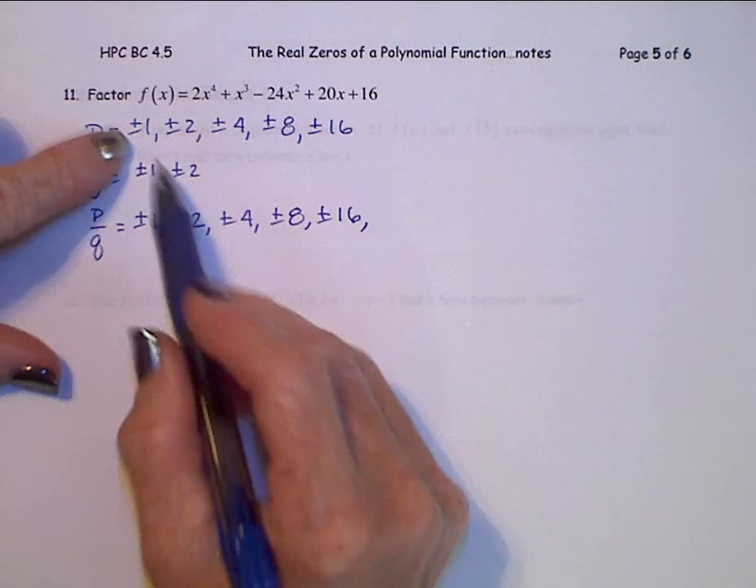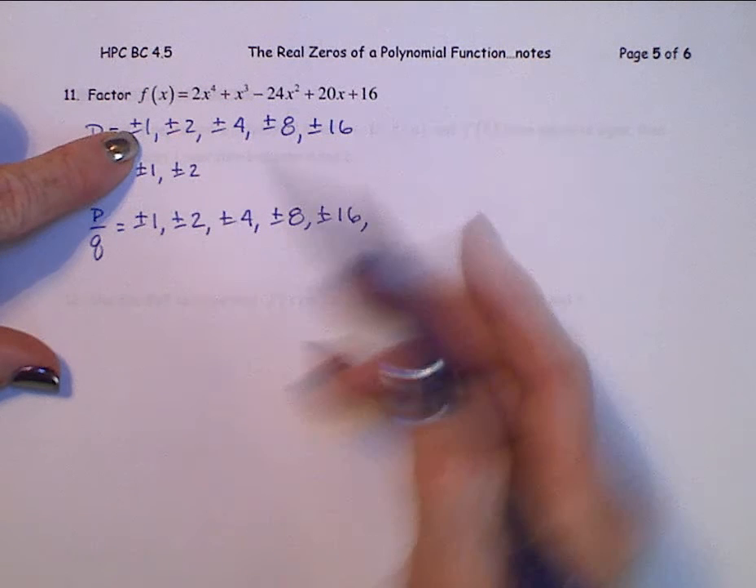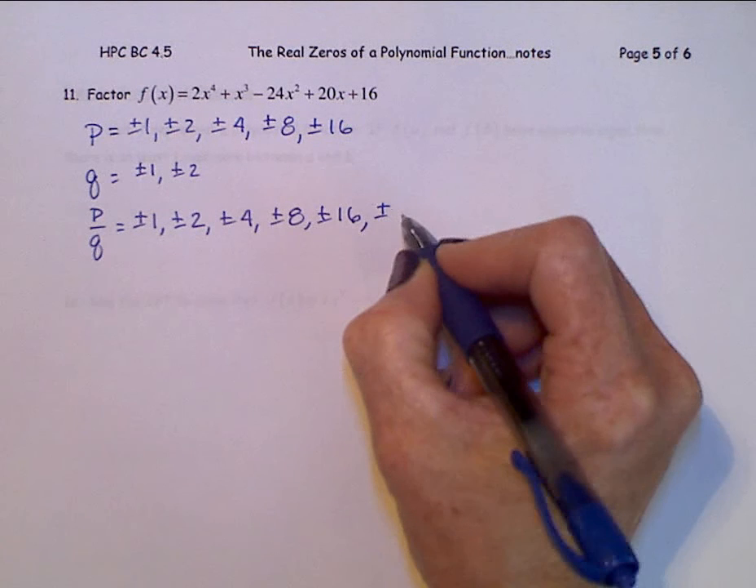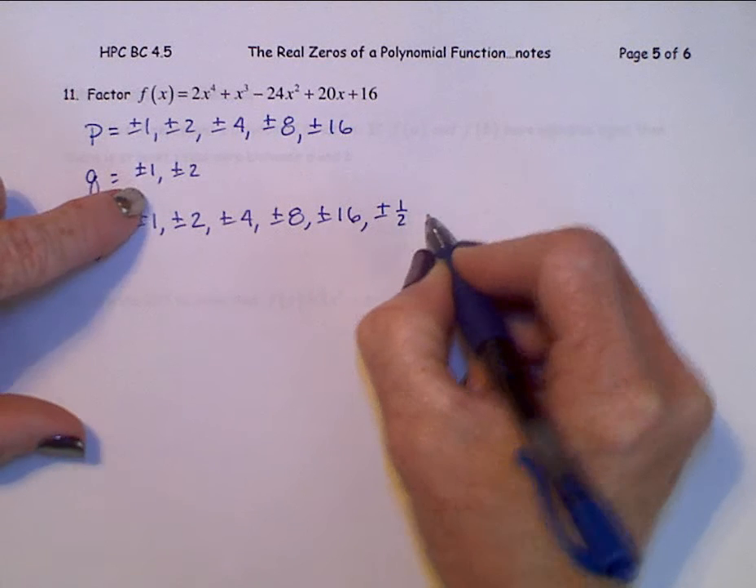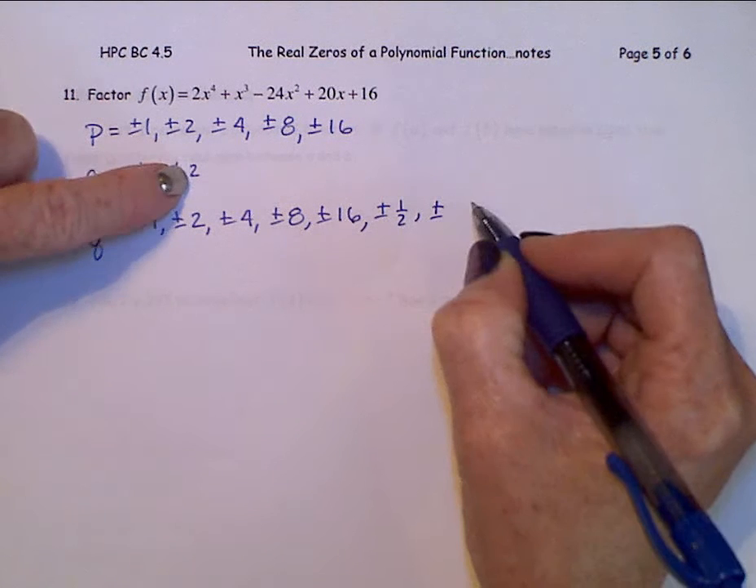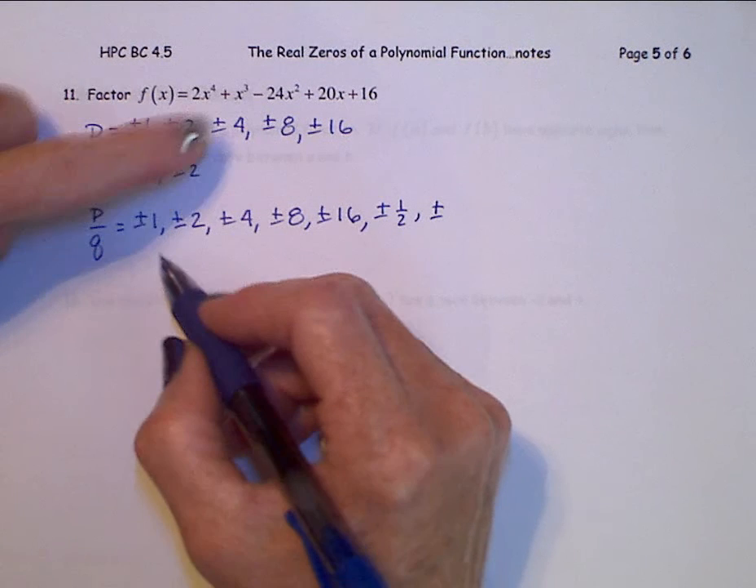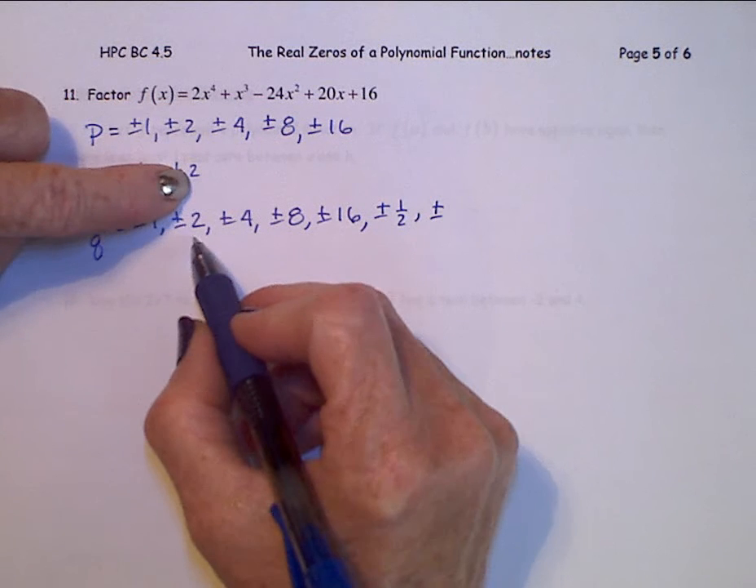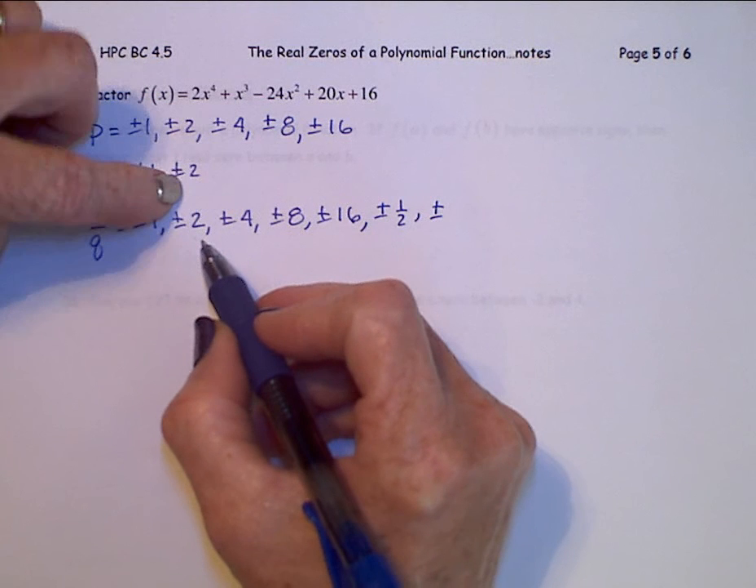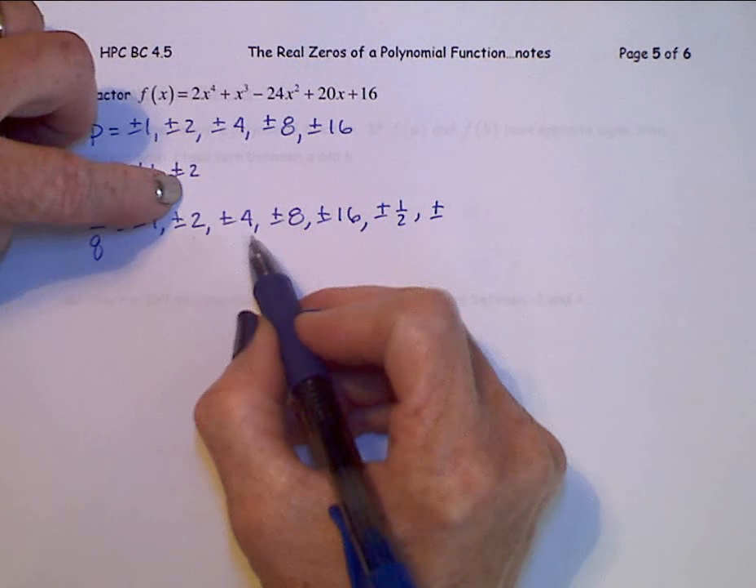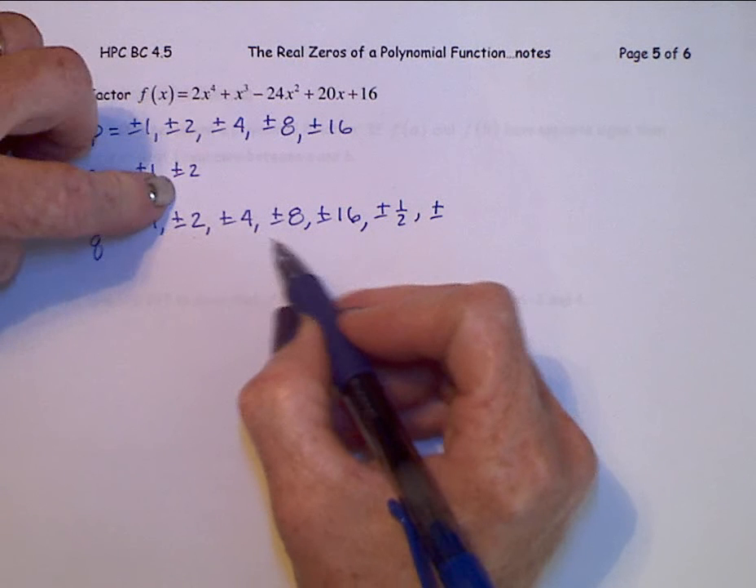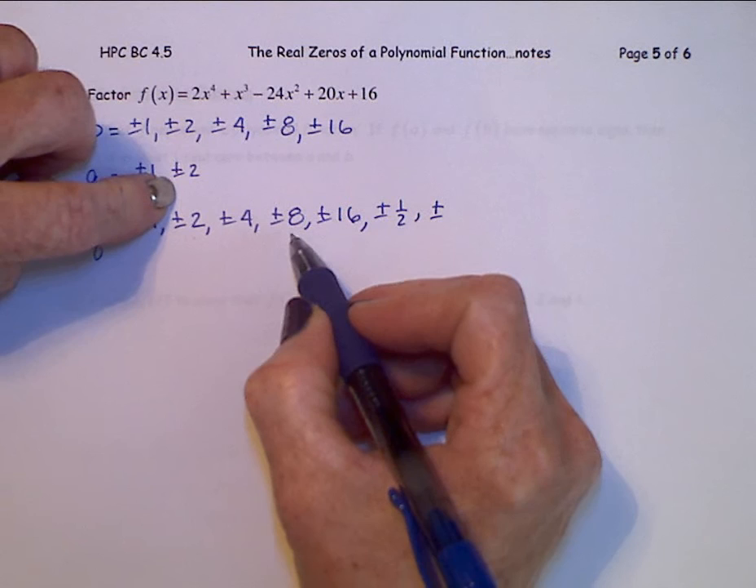Then we have to get all of these all over 2. So plus or minus 1/2, plus or minus 2 over 2, which we already have, is 1. 4 over 2, we already have, is 2. 8 over 2, got that one, that was 4. And 16 over 2 is 8. So that's all of them. Good.